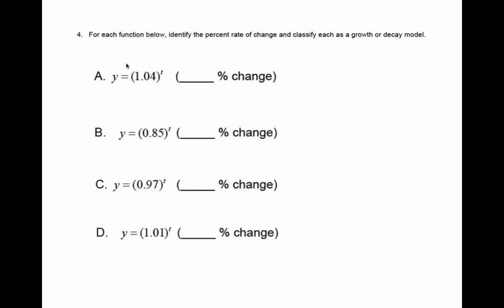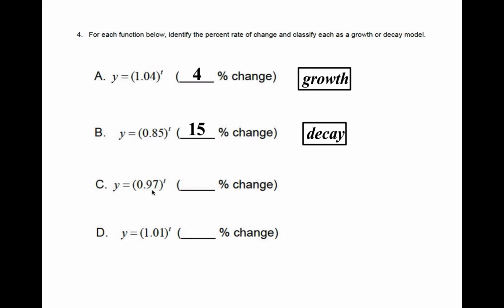All right, so it says for each function below, identify the percent rate of change and classify each as a growth or decay model. So notice this has a B value of 1.04. So that means the percent increase is a 4% increase, as the decimal would move over twice. And that's more than 1, so this would be growth. This one, if I move over twice, that's 85%. How is that a change from 100%? Well, it's a 15% change, and that's decay, because notice 85% would be less than 100%.